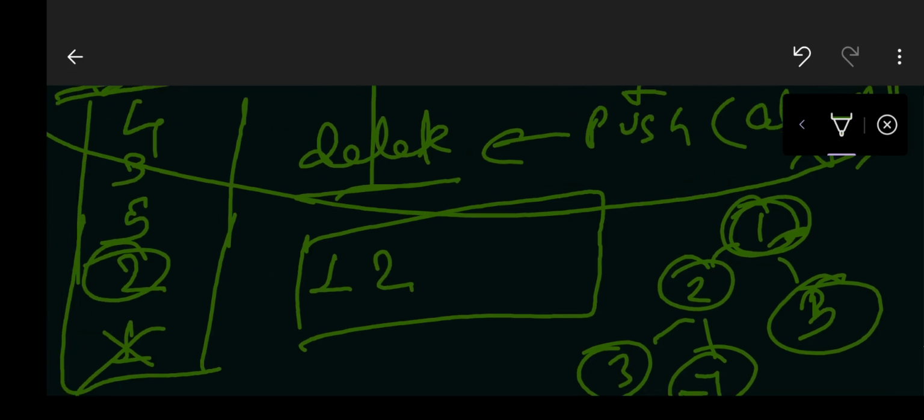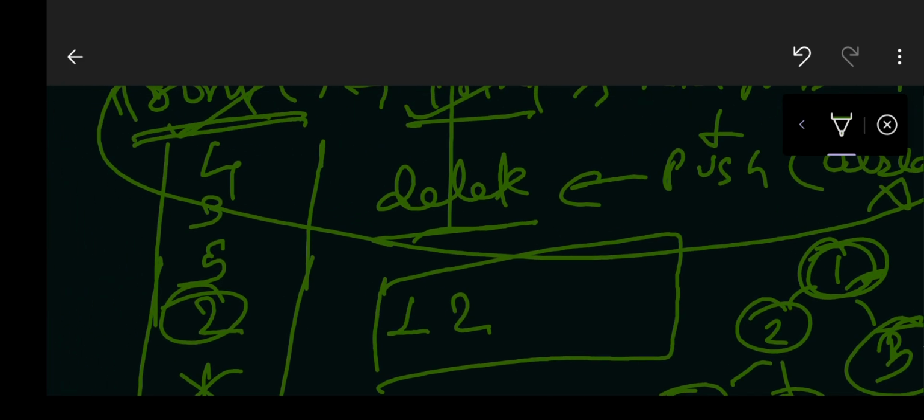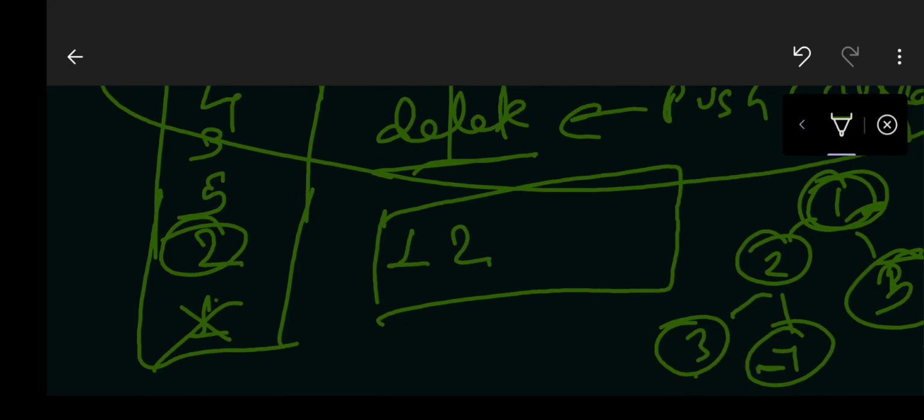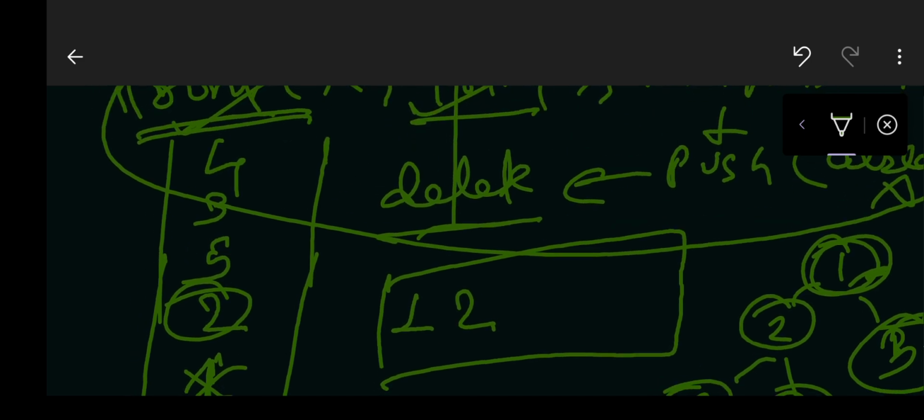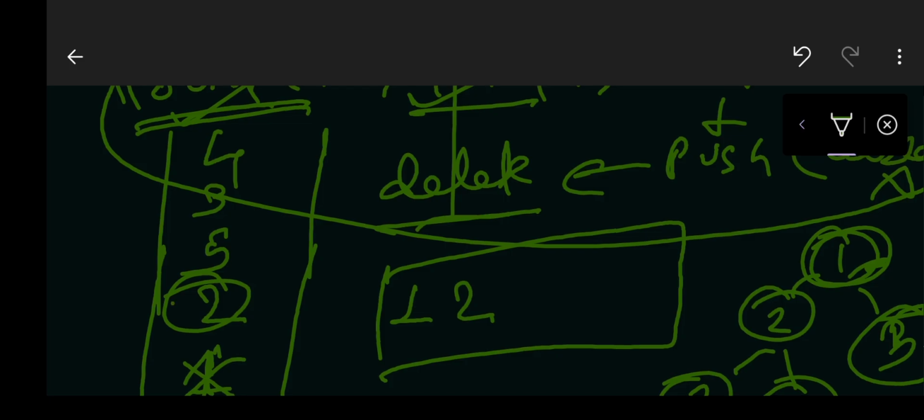Now you go to 1, you ask, hey 1, are you still present in the queue? It says yes, I am still present in the queue. You might say that we deleted 1, right? We dealt with 1. Now we don't need to push 1 into this queue, so we are not going to push 1. After that, you delete this.